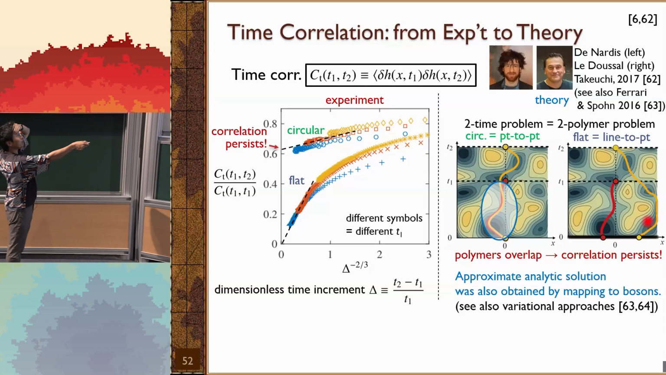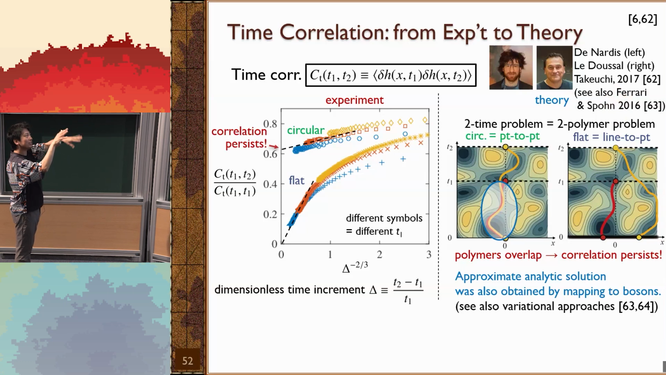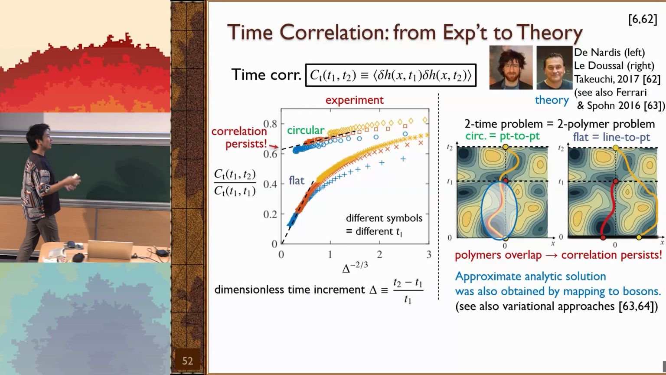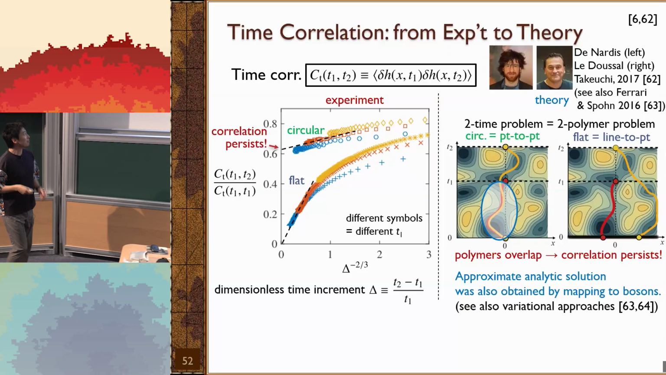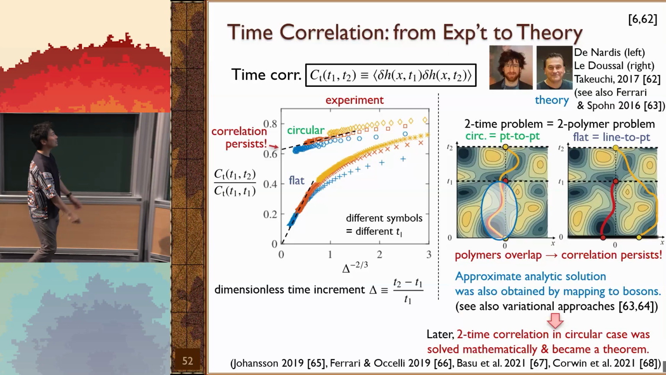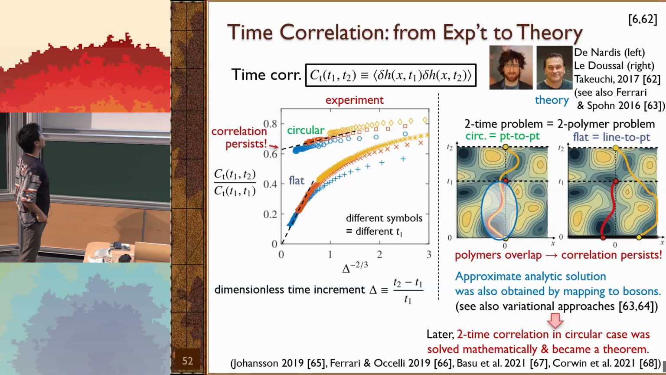And then, it was the year 2017, and around this year, there was a lot of development on the mathematical side, and mathematicians developed a way to deal with this kind of two-time and multi-time properties. And in the end, this result was proven mathematically. So some theorem was made on two-time correlation functions. And again, of course, this theorem was consistent with experimental results.